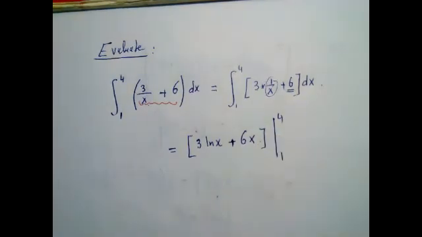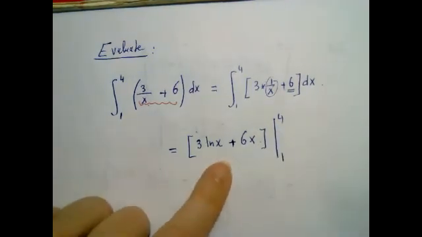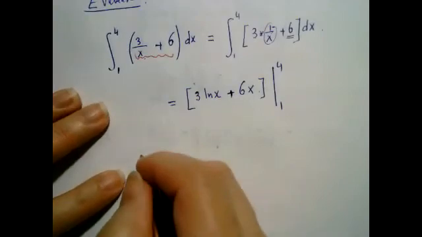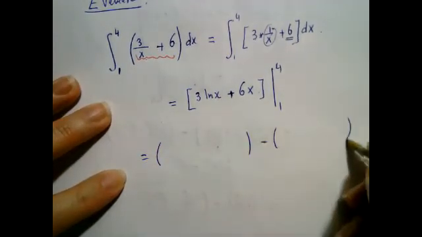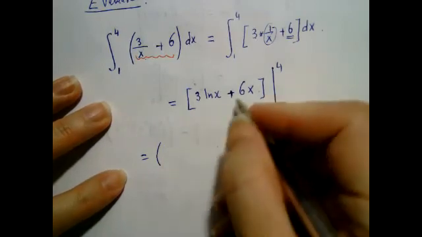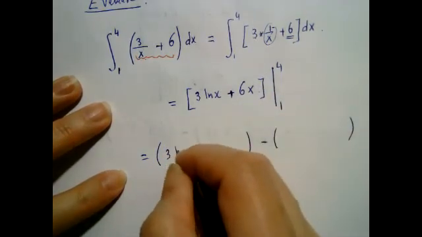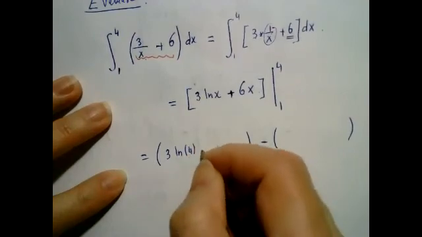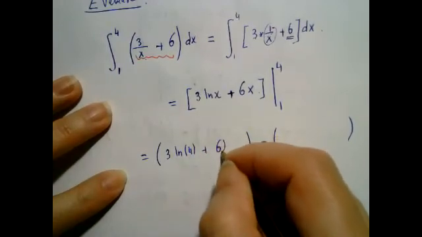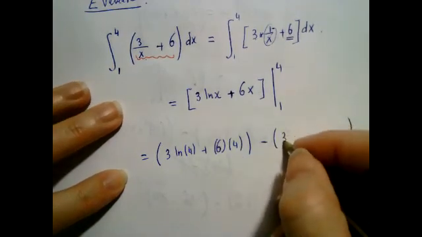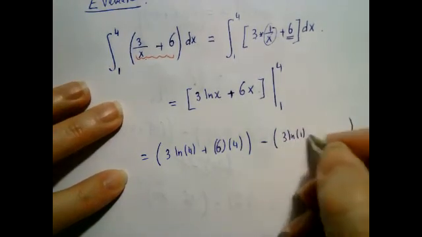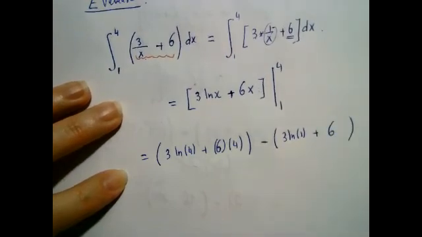Antiderivative is 6x. So once I know the antiderivative, the rest is equal to the antiderivative at the upper minus the antiderivative at the lower. At the upper, I will have 3 ln of 4 plus 6 times 4. At the lower, I will have 3 ln of 1 plus 6.